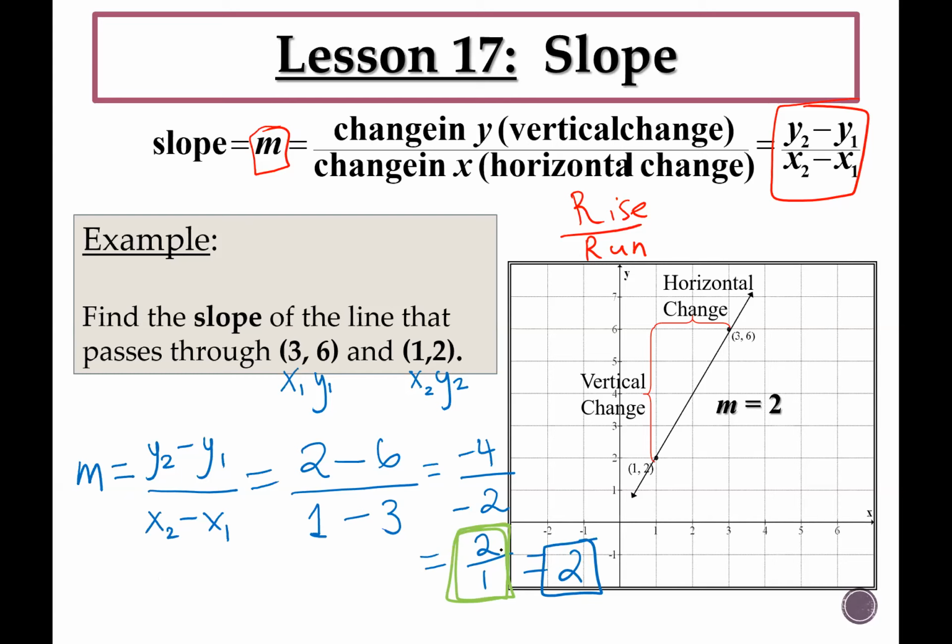So for every 2 units in vertical change, or for every 2 units of rise going up, there's 1 unit of horizontal change, or run, in the line. Okay, so looking at the line that's graphed, notice the points. There's (1, 2), and then there's (3, 6). Those are the same points we just plugged into our formula. So I'd like you to notice the relationship here, and we're going to actually count rise over run.